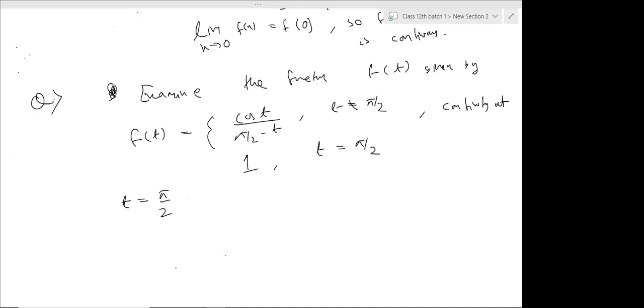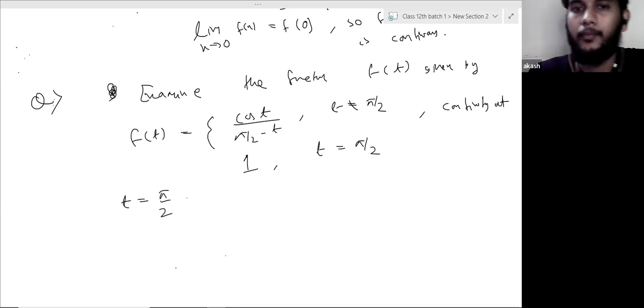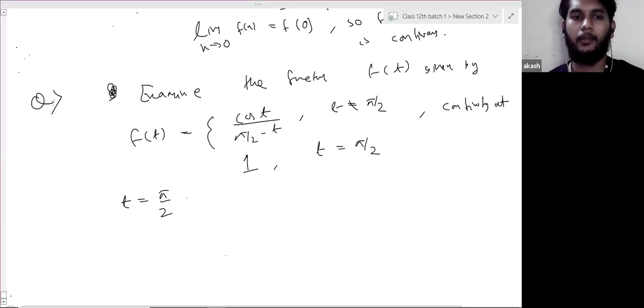Has anyone solved this? So what is cos theta by theta? No, there is no formula for that. Let me tell you how to solve this limit question.